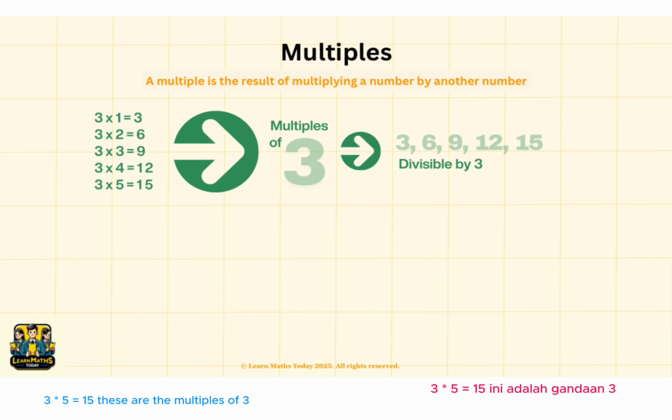These are the multiples of 3: 3, 6, 9, 12, 15. All these numbers can be divided by 3.